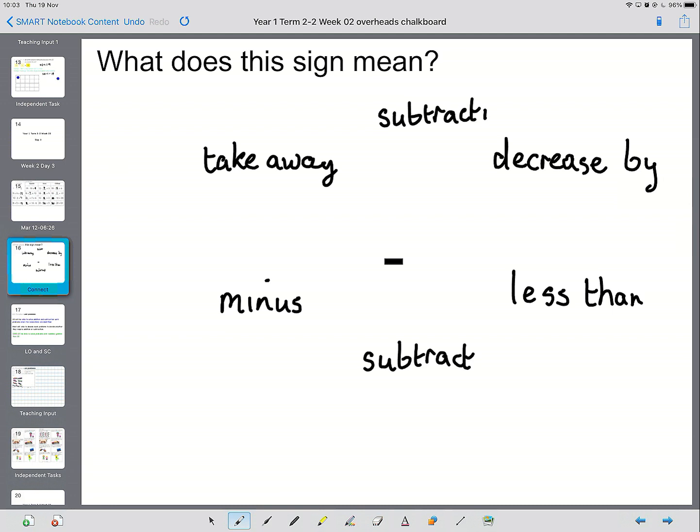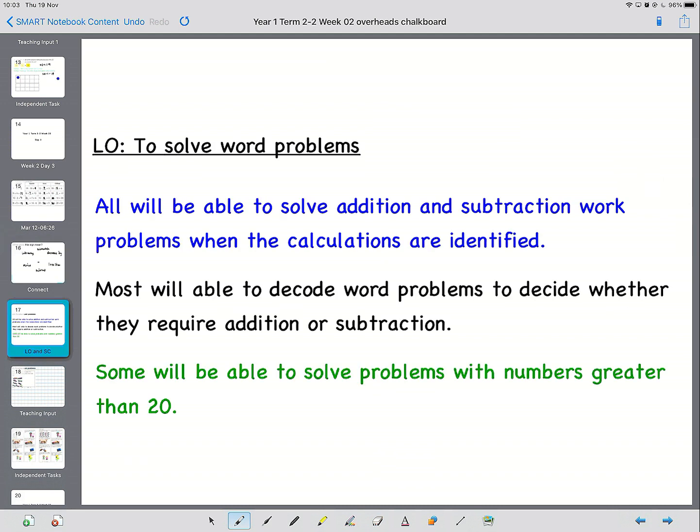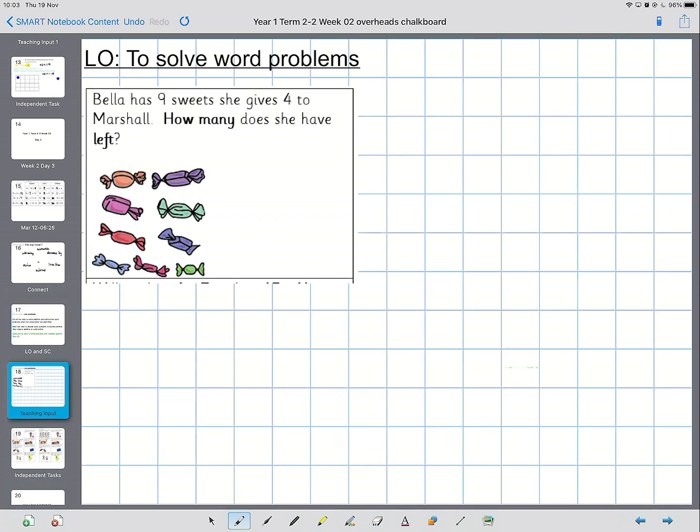Okay, now it's quite important that we start getting these words because you're going to be doing word problems linked to these today. So today you're going to be able to solve word problems that require addition or subtraction. So we're going to have a go at modelling one, and I'm going to show you how it will be laid out if you've got square paper, but if you haven't, don't worry about it too much.